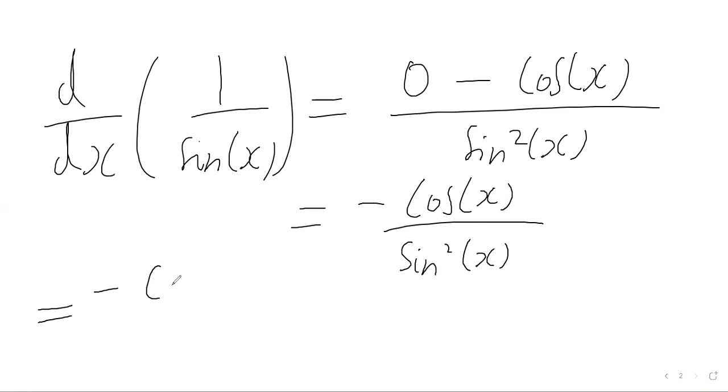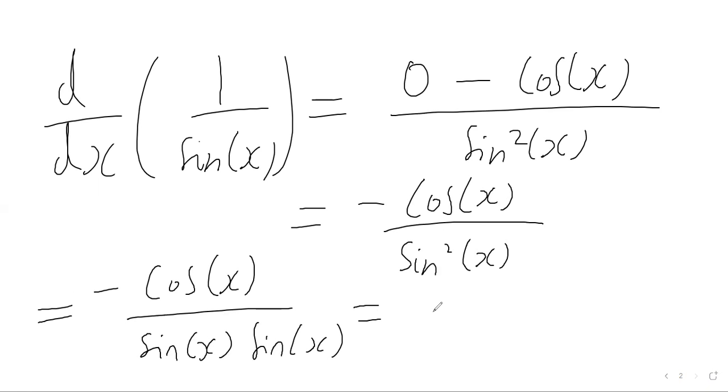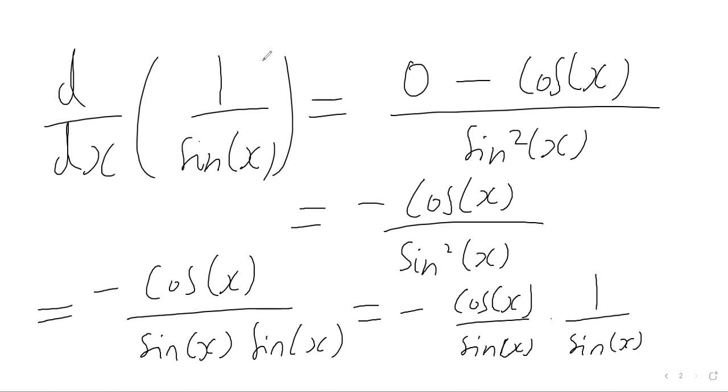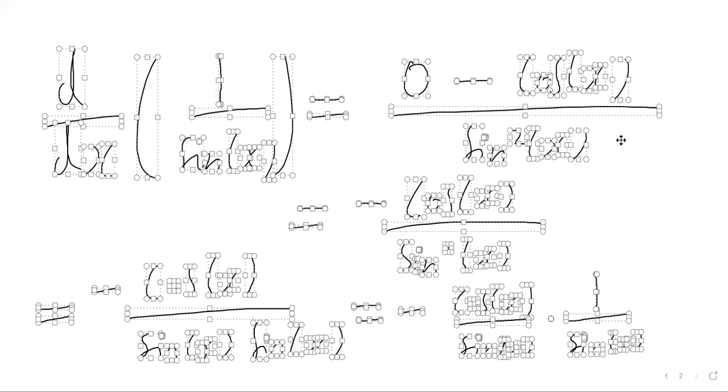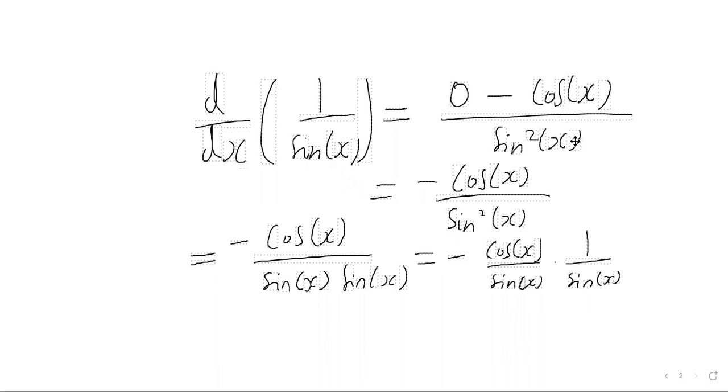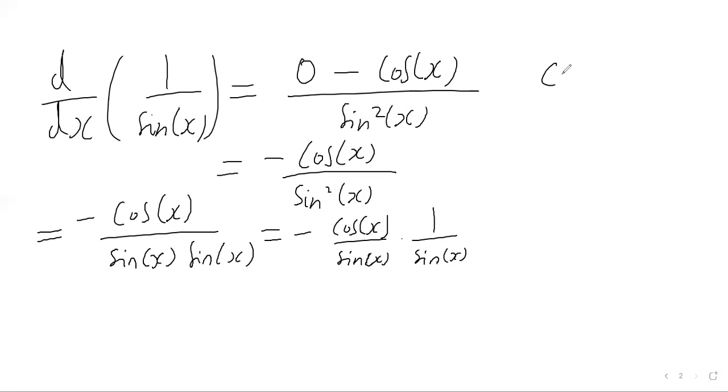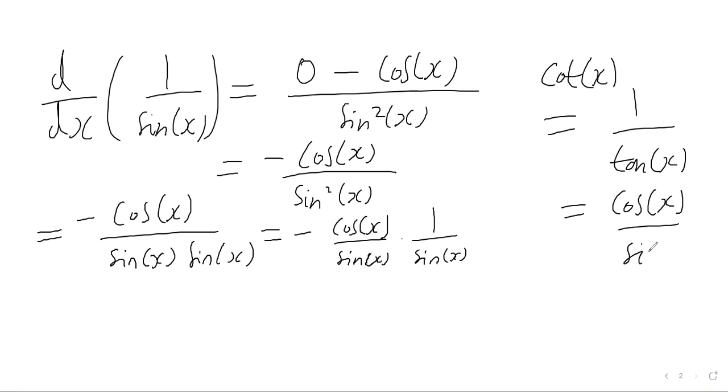So again, if we try and simplify this a little bit, we've got cos of x on the top, and we've got sine of x times sine of x. So again, this is just the same as negative cos of x over sine of x, all multiplied by 1 over sine of x. But we know by definition that 1 over sine of x is just cosec of x. And we also know about the cot function. So cot of x is just 1 over tan of x. And 1 over tan of x is identical to cos of x over sine of x.